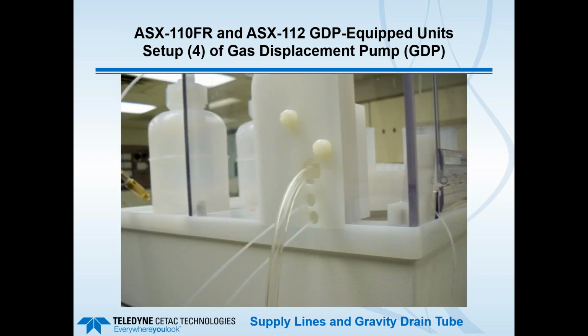And the next picture just shows a close-up. Here you see there are two fluoropolymer lines, I believe probably PFA tubing, which attach to the two ports on the rinse station, and again the gravity drain that would then go down to the waste container. So again, in the gas displacement pump mode, there is no contact with peristaltic pump tubing.